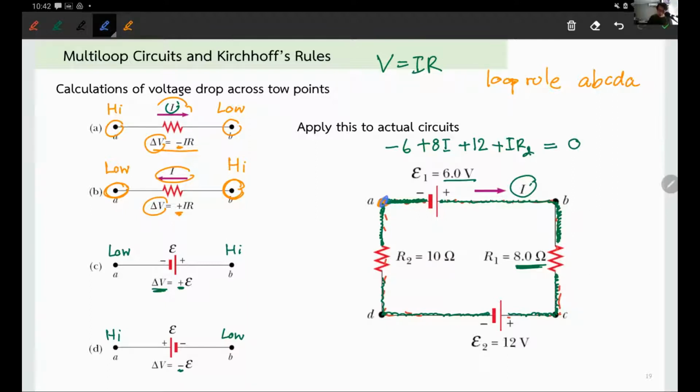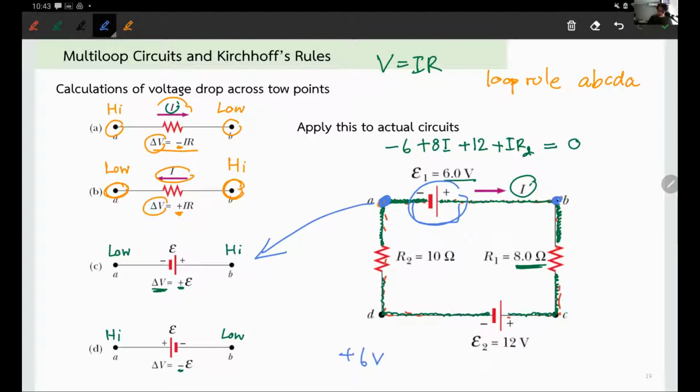I'm coming from A. Now I'll use the blue ink. I just need to see what is the potential across A to B, right? Because right now from A to B, I have only a single battery. However, from A to B, I'm going from low to high. This one matches the case in figure C here. So from A to B, I have positive 6 volts. You guys with me? Okay, positive 6 volts.